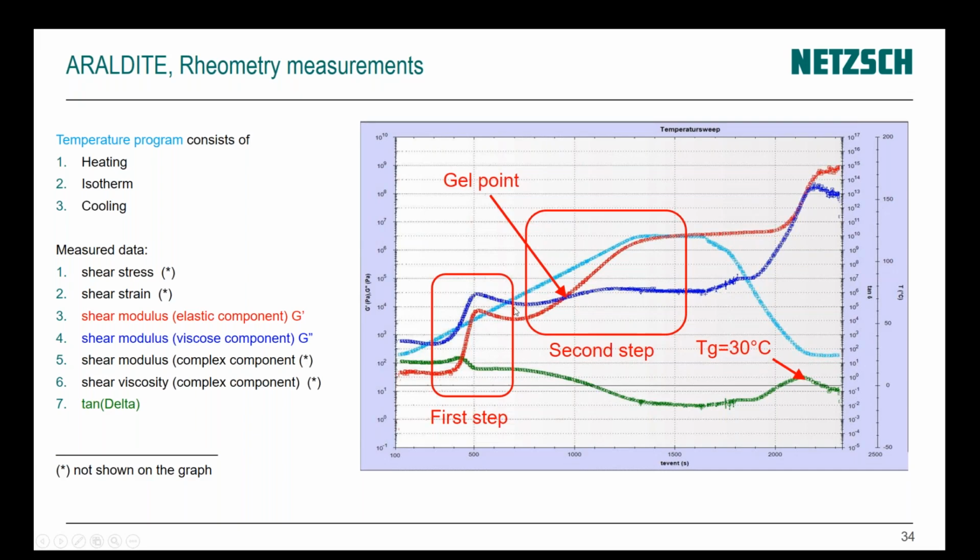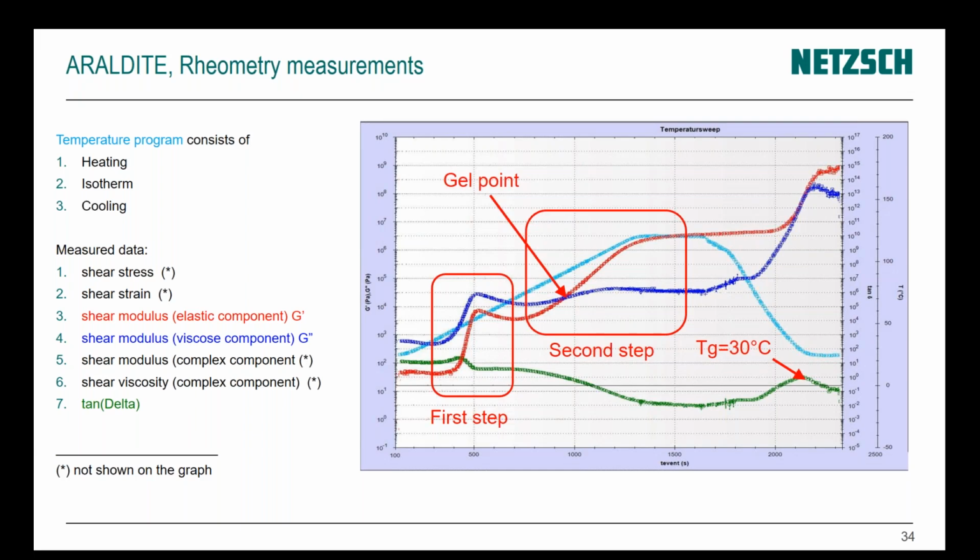After the first step, we see that the viscous component is still higher than the elastic component. So after the first step, our glue is highly viscous. It is still not solid. Then during the second step, we have a gel point. And then during the cooling, we have a glass transition point. It is like a maximum in the tangent delta curve.